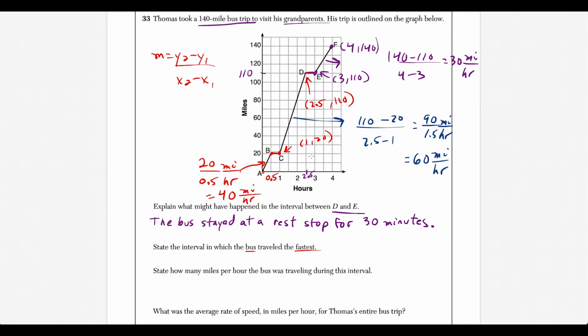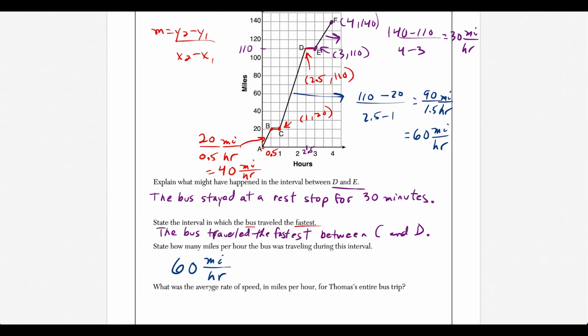So for this specific situation here, the interval in which the bus is traveling fastest is the interval from C to D. Now, we already did the work for this, but how many miles per hour was the bus traveling during this interval? We calculated this over here. The bus was traveling 60 miles per hour on this specific interval.